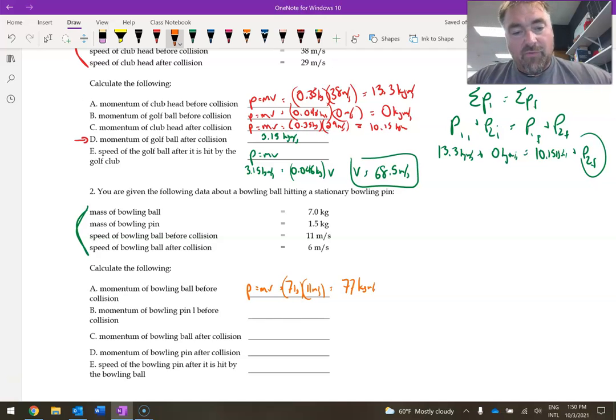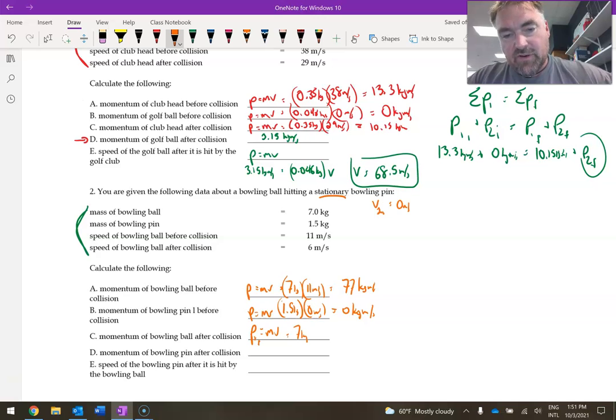For the momentum of the bowling pin before the collision, it says that it's stationary, so we know the initial velocity, V2 initial, is going to equal 0 meters per second. I don't really have to go through this because I know that 1.5 kilograms times 0 meters per second is still going to give me 0. But I did it just for fun: 0 kilogram meters per second. Now it asks me for the momentum of the ball after the collision. Again, P is equal to m times v, and this would be P1 final. I take my mass of 7 kilograms and multiply that by my 6 meters per second, and that gives me 42 kilogram meters per second.